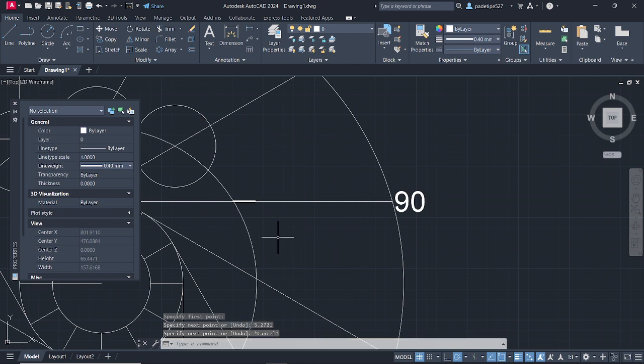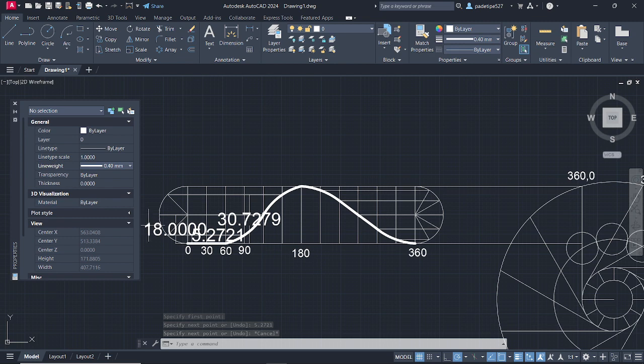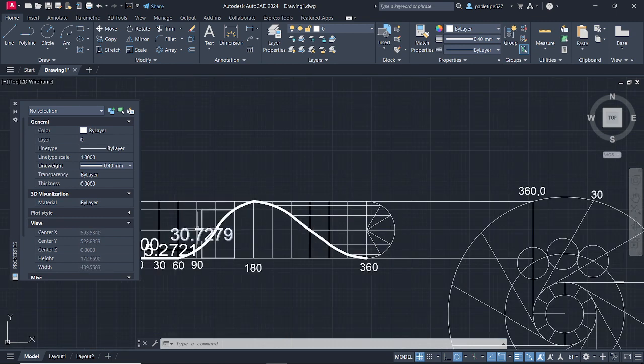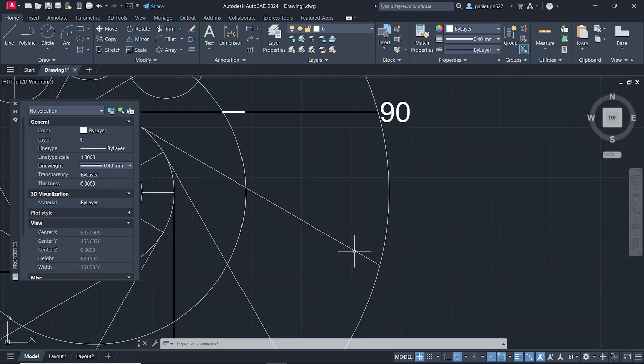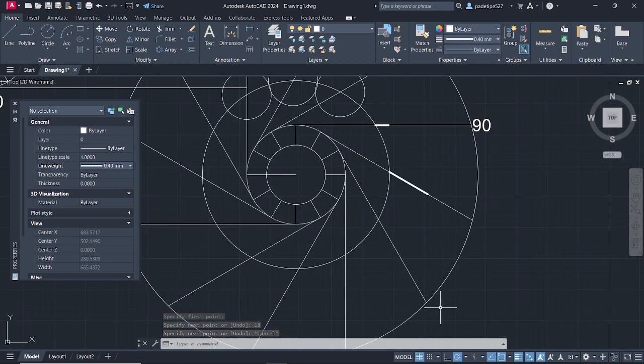Okay, that's that point. The next one I will say is 18, and the next one is 30.7279. The next one is 18, so we'll just say 18. So this one, I'll just drop it here and type 18. Alright, so we have this, and the next one is 30.7279. 30.7279 will look like this.